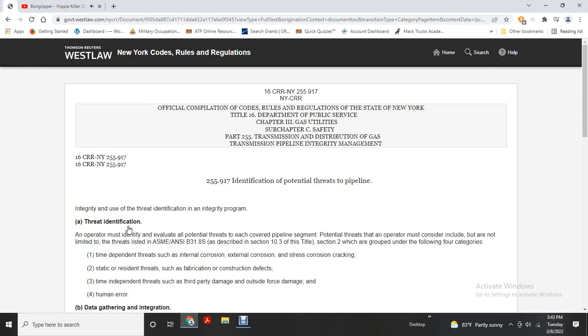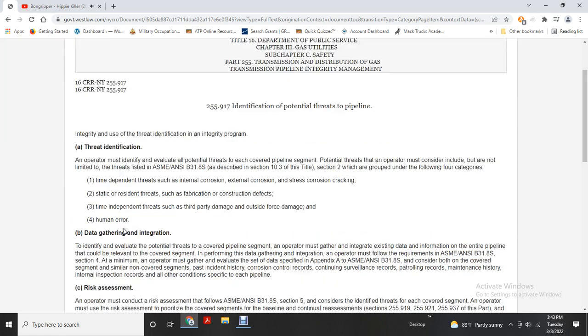Identification of potential threats to the pipeline. Threat identification for the integrity program: the operator must identify and evaluate the potential threats to each covered pipe segment. The potential threats the operator must consider include, but are not limited to, the threats listed in ASME/ANSI B31.8S, or described in section 2 of that standard, within the group of the following four categories.